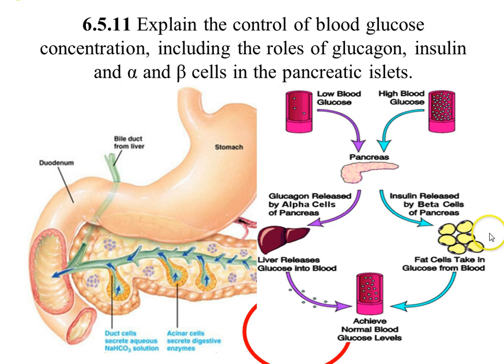Now these two details are very, very important for you to know: glucagon is released by alpha cells when there's low blood sugar, to break down glycogen into glucose to put into the bloodstream. Insulin, on the other hand, is released by beta cells when there's too much blood sugar, and it reduces the glucose or blood sugar level.